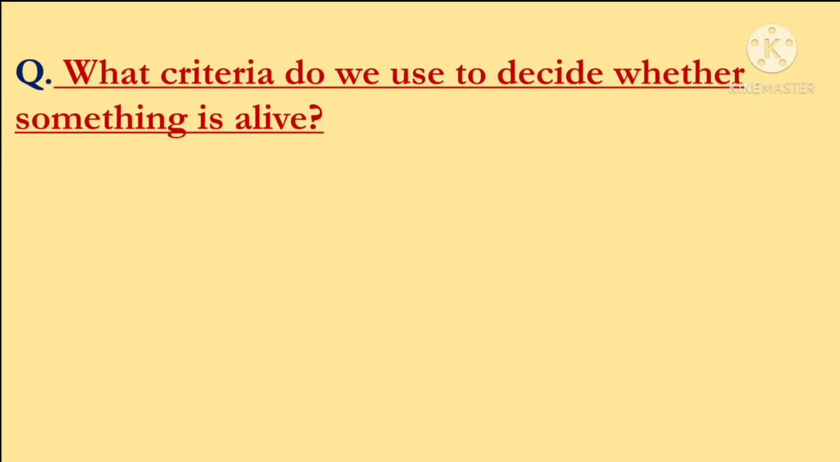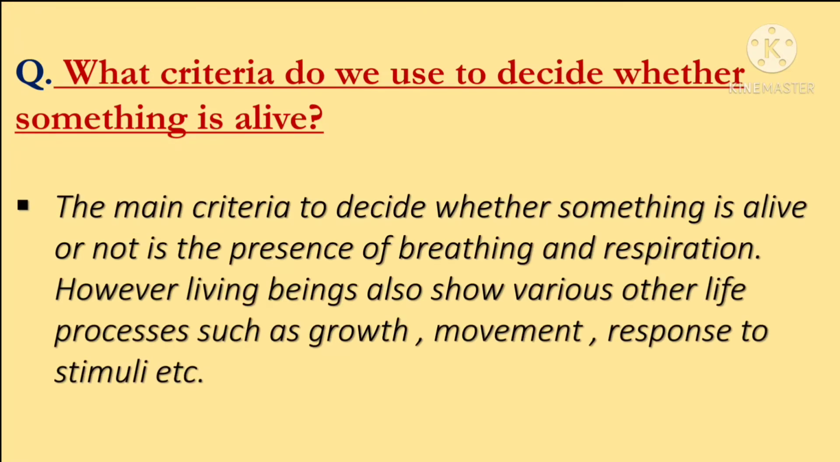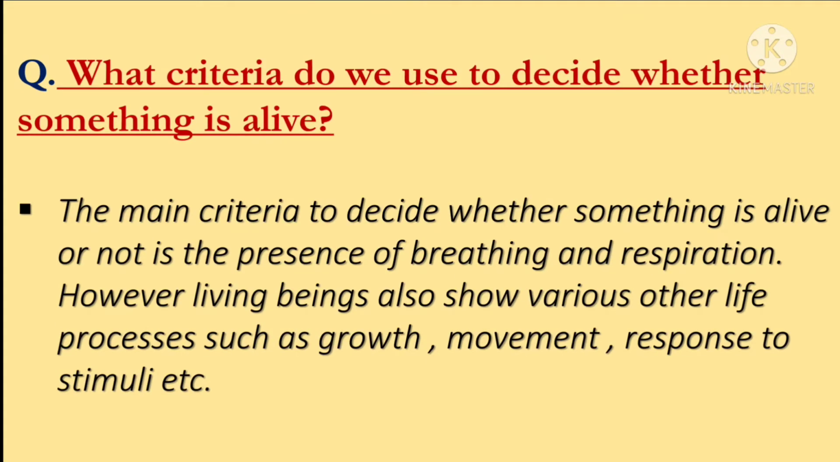Now the second question is, what criteria do we use to decide whether something is alive or not? Dear students, please note that there are various things that can be used as a characteristic to describe a particular thing as living or non-living. But the main criteria to decide whether something is alive or not is the presence of the process of breathing and respiration.